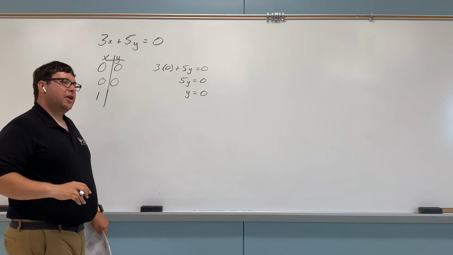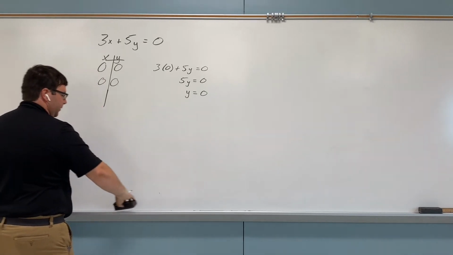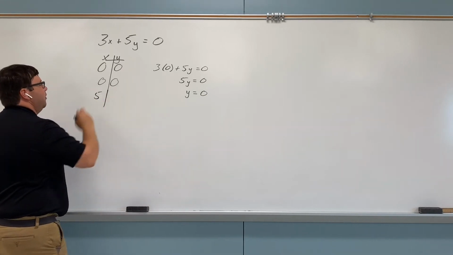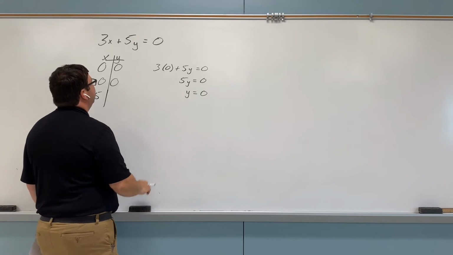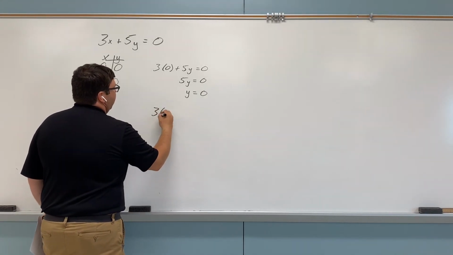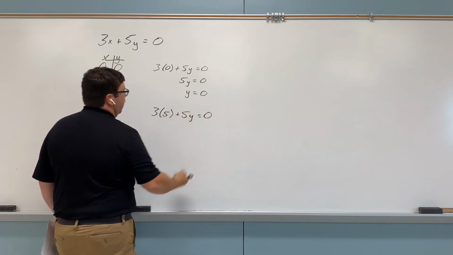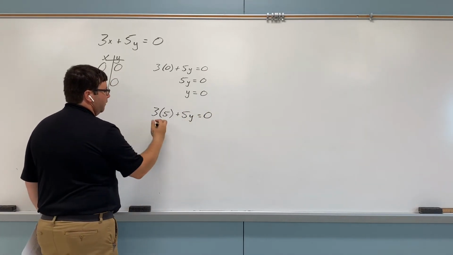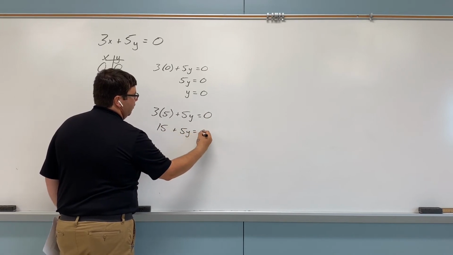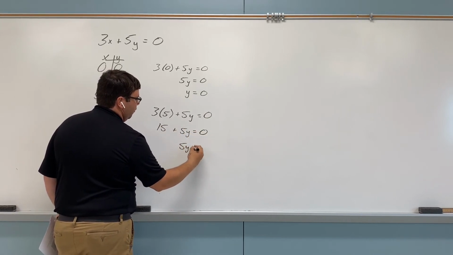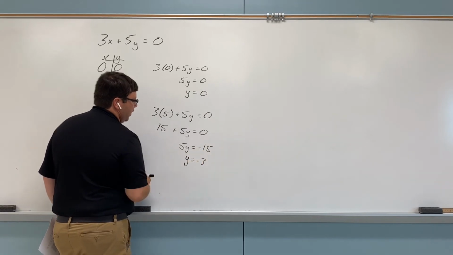Actually, you know what? I'm going to change it up. I'm not going to use 1. I'll tell you why in just a moment. I'm going to use 5. There's a reason behind my madness here. Let's say I have 3 times 5 plus 5y equals 0. This is 15 plus 5y equals 0. 5y will equal a negative 15, and y will equal a negative 3.